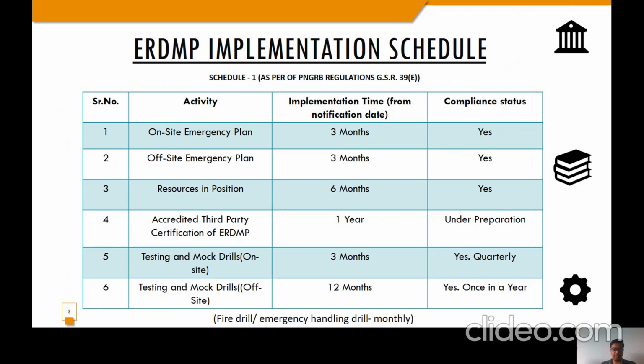Fifth is the testing and mock drills, basically used on-site. Implementation time is around 3 months, and the compliance status is yes. Last is the testing and mock drill off-site. For that, implementation time is around 12 months, and the compliance status is yes.